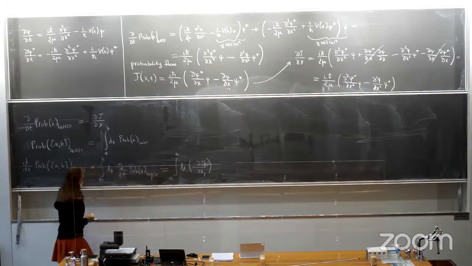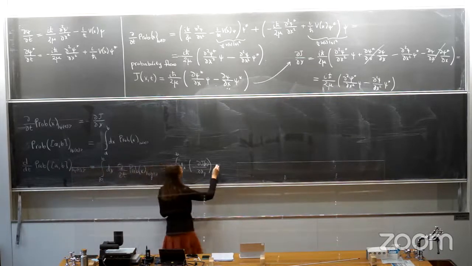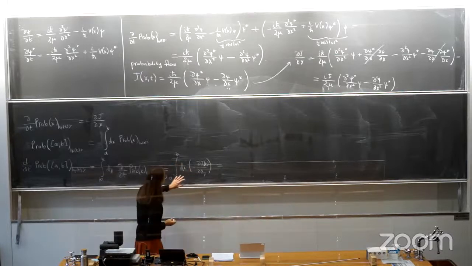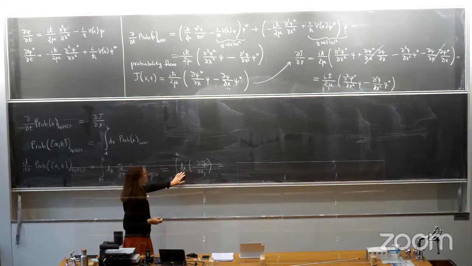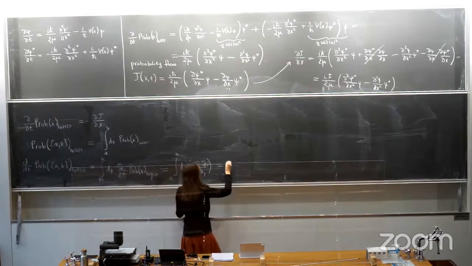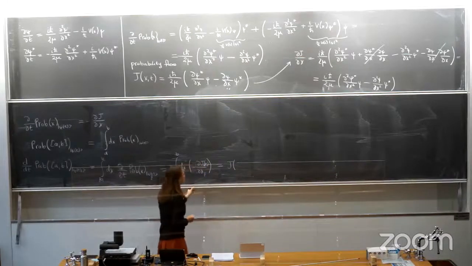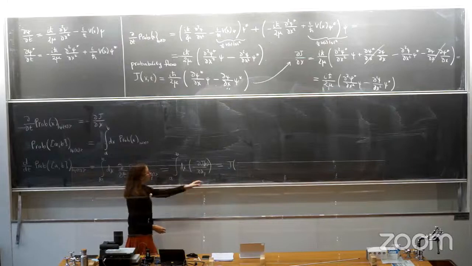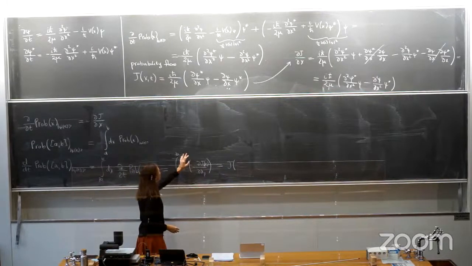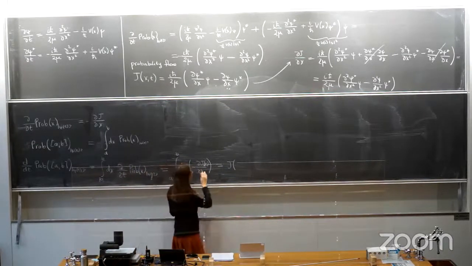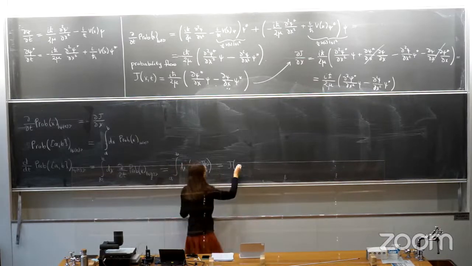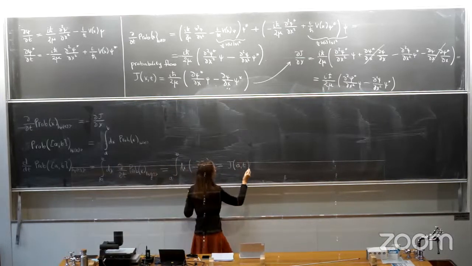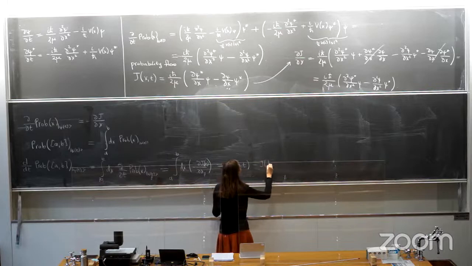So then here we're just integrating a derivative of something with respect to x. So basically, we just get the values of this function j at the points a t and b t. And this is with the minus, so I have to exchange the order. So this is just j of a t minus j of b t.